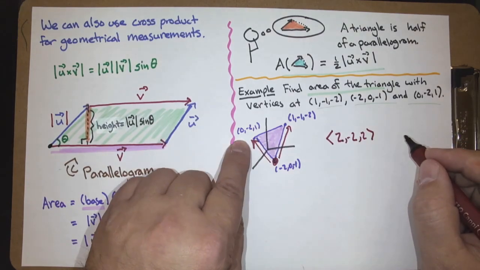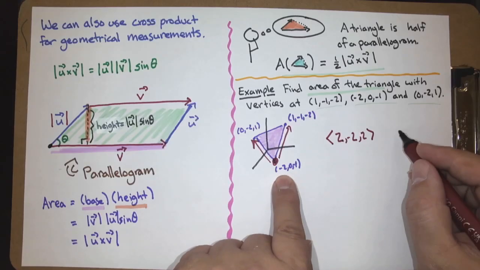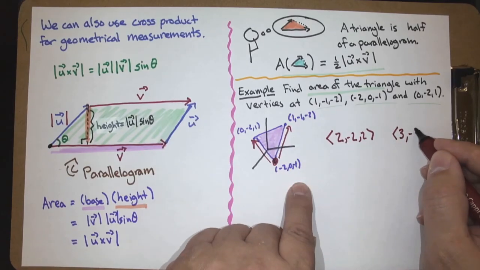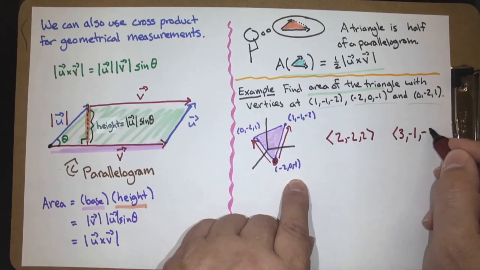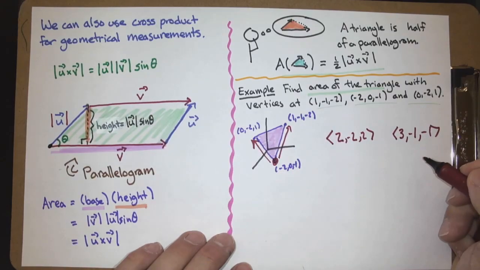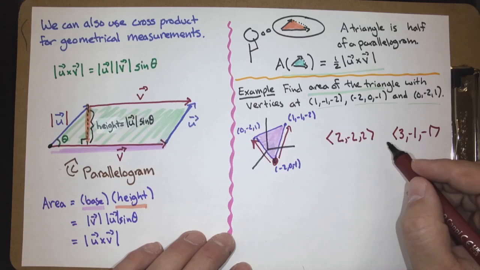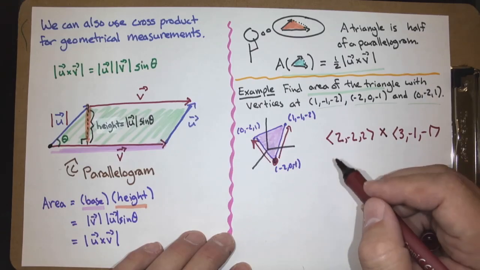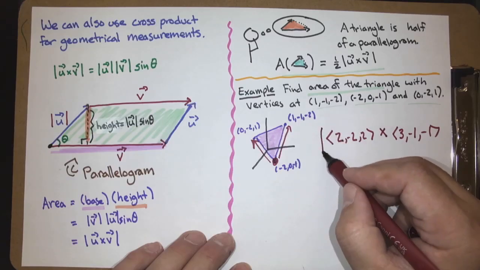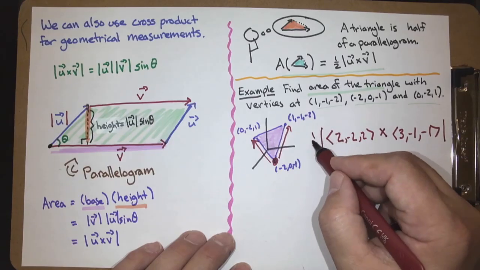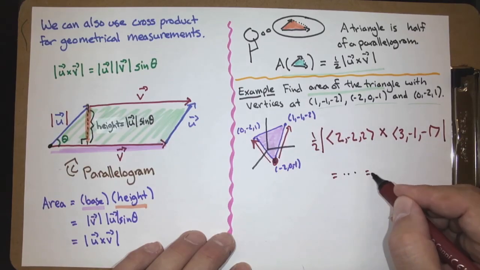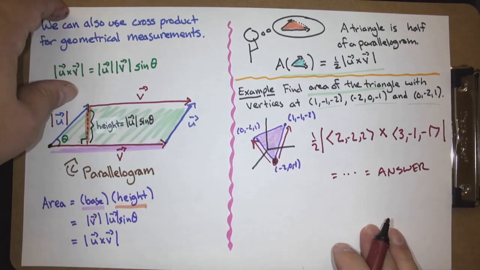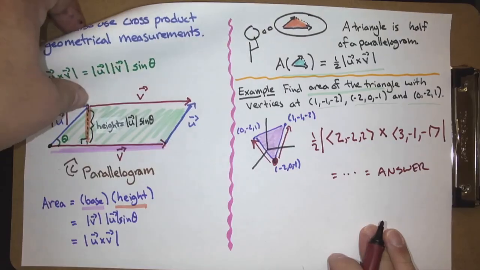That's the first vector. And you say, do it again. -2 to 1, that's a change of 3. 0 to -1, down by 1. -1 to -2, down by 1. Now we have 2 vectors. What do? Cross product, magnitude times a half equals the answer. And we'll skip that because I do want to spend at least 30 seconds with the last idea.